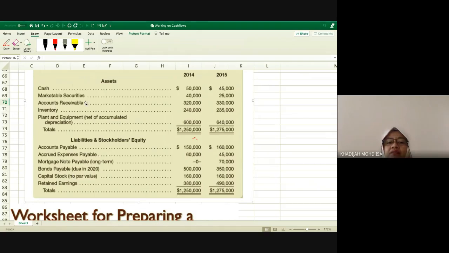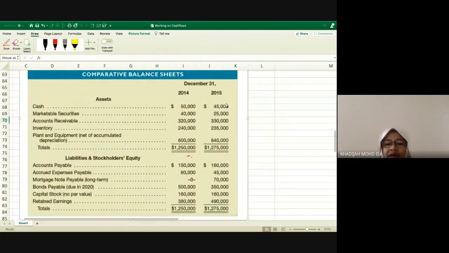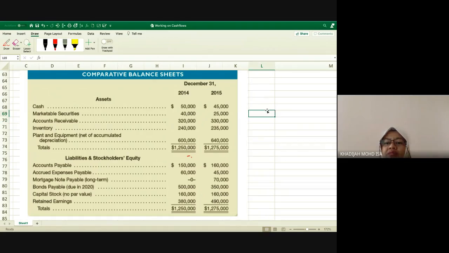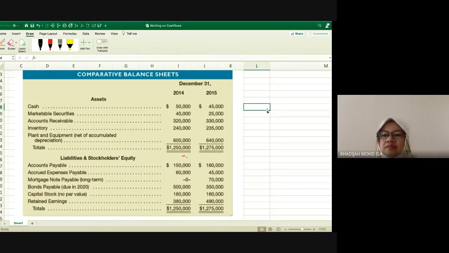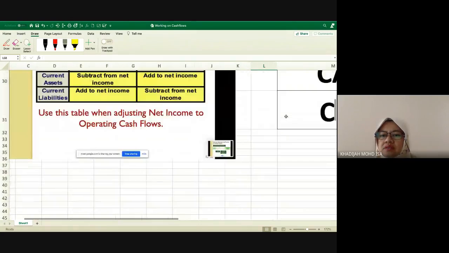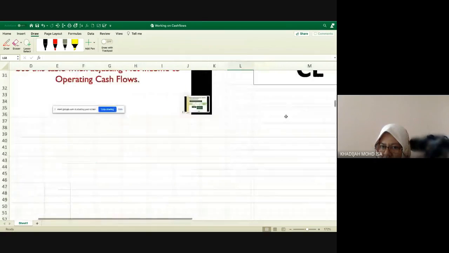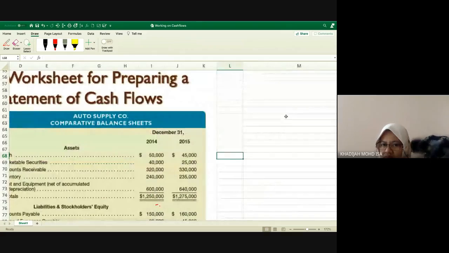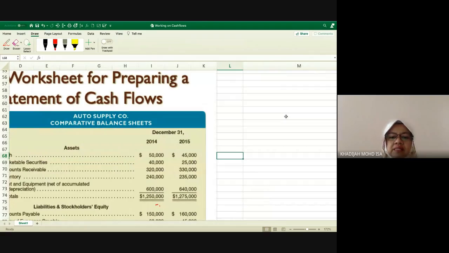So in that case, from here, you have to identify, for example, cash. In this case, cash in 2014 is 50,000, and in 2015 it is 45,000. So if I were to say cash, where do I have this? In this case, cash increases, right?